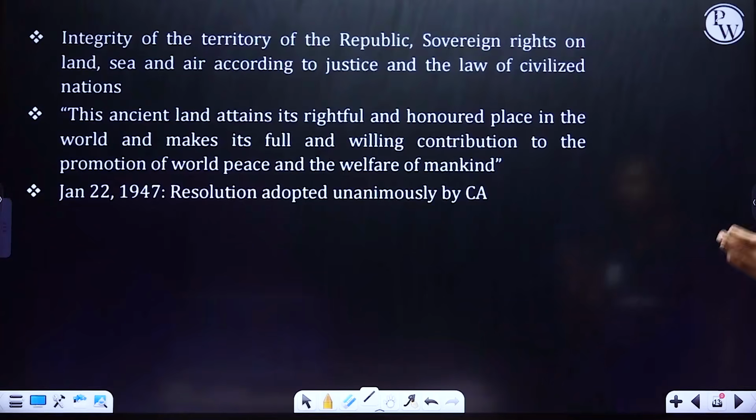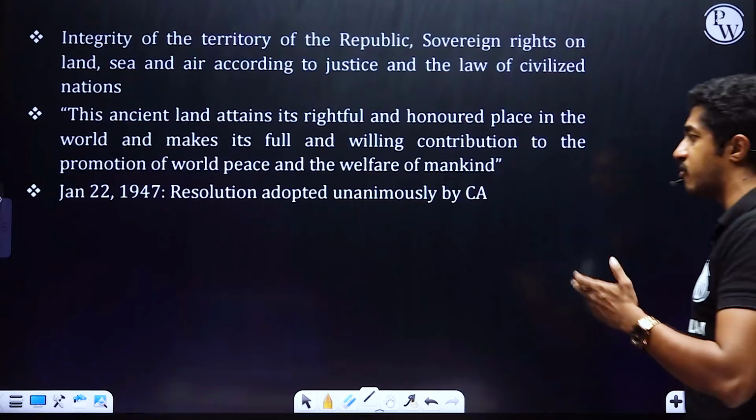Integrity of the territory of the republic, sovereign rights on land, sea and air according to justice and the law of civilized nations. This ancient land attains its rightful and honored place in the world and makes its full and willing contribution to the promotion of world peace and the welfare of mankind.